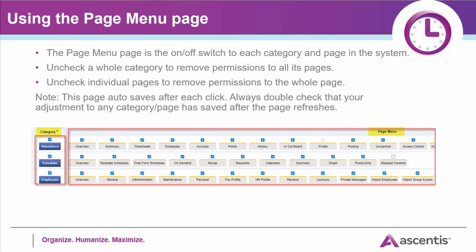A lot of the pages in Access actually auto-save. So on this page, especially if you're coming in here and activating a category, you'll want to wait for the page to refresh. If you're deselecting different pages in that category, you'll want to make a change and then wait for the page to refresh.